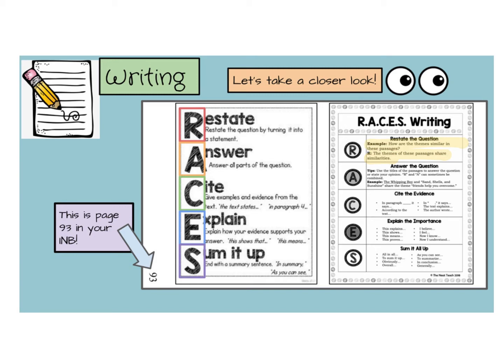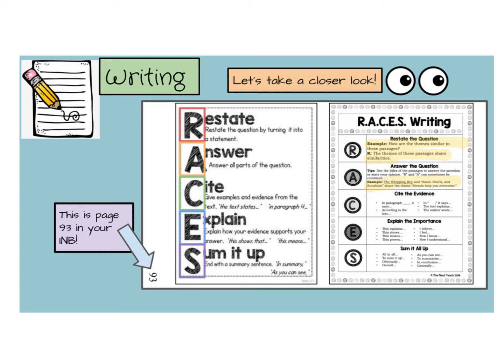Let's look at an example of how a growing writer would write an A in RACES. The A in RACES stands for answer the question. Use the titles of the passages to answer the question or state your opinion if that's what the prompt is asking. R and A can sometimes be combined. So here's an example. The Whipping Boy and Sand, Shells, and Sunshine share the same theme: friends help you overcome.